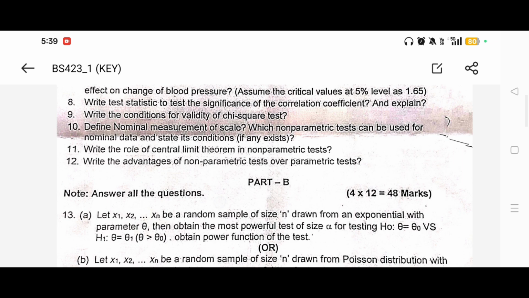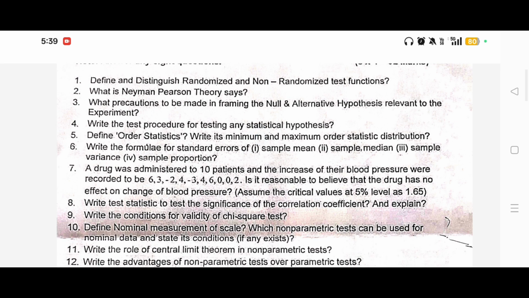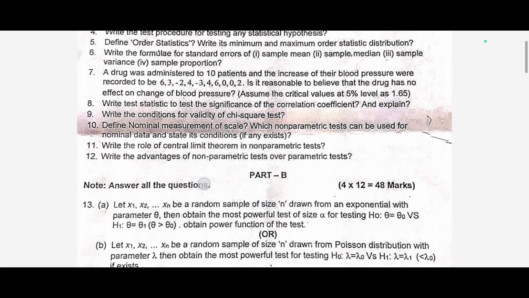They are giving this much of application questions. Please read perfectly and give your conclusions in the paper. Okay, so that is what is important. Okay, thank you.